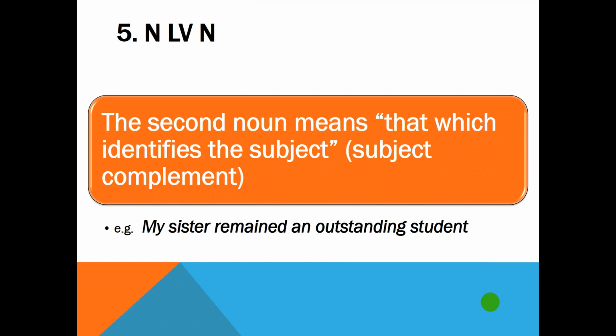Pattern number 5 is noun, linking verb, noun. The second noun here is the subject complement because it identifies the subject. My sister remained an outstanding student. I want to check whether the word remain is a linking verb, so just change it into be. My sister was an outstanding student. It has no substantial change of meaning, so it is a linking verb. My sister is the subject, and outstanding student is the subject complement. So my sister is identified as an outstanding student.